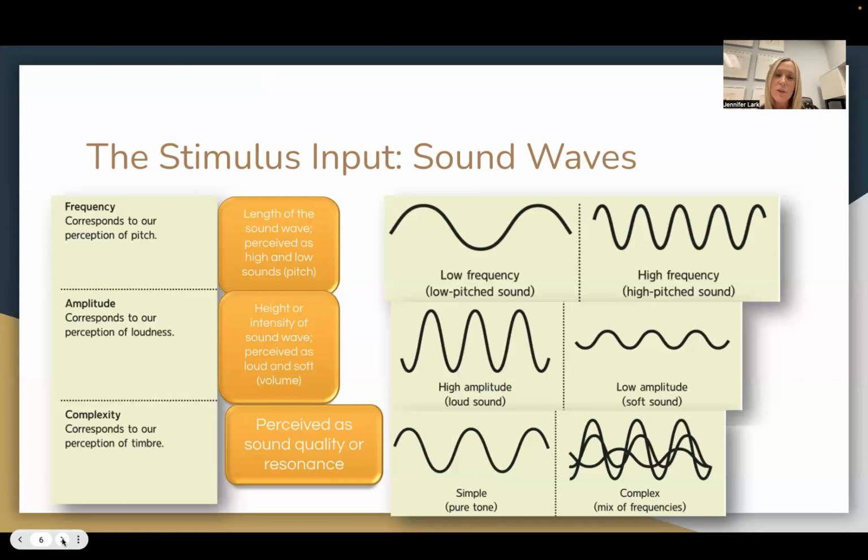And so I would encourage you to just do some tests with yourself and think of your own examples of what are some low-pitched sounds, some low-frequency sounds in your life. What are some high-pitched, high-frequency sounds?